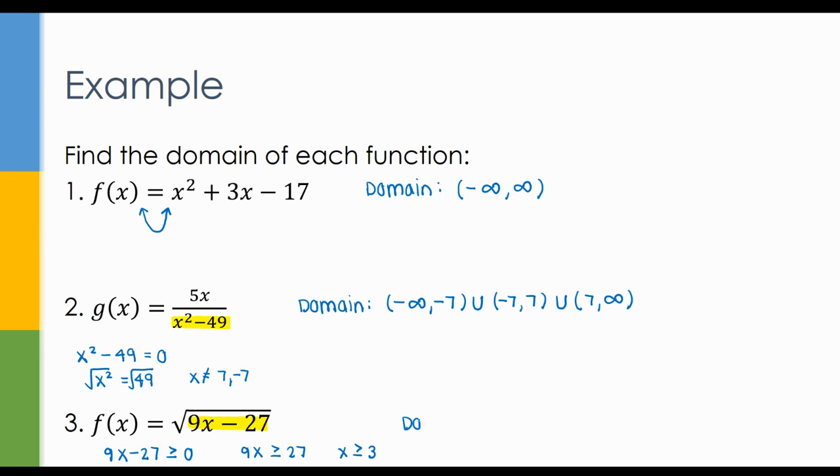So because I know that x has to be greater than or equal to 3, I can write this now as an interval. I can include 3, so that's my bracket, but that's the smallest number, and I can head up towards positive infinity. So 3 with the bracket, infinity would be then my domain.